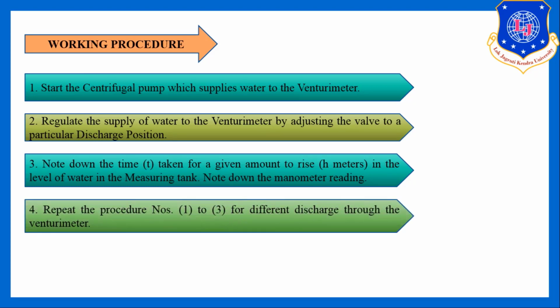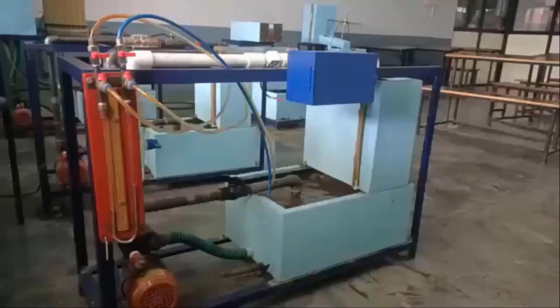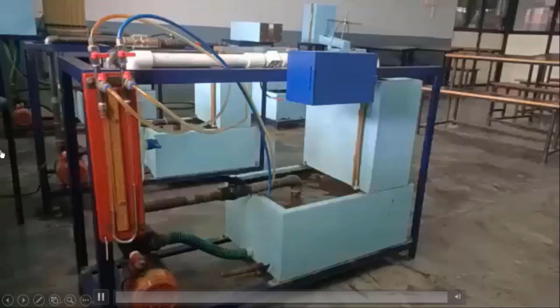Now repeat steps 1 to 3 for different discharges through the venturimeter. That means now we have to vary the flow rate and repeat this procedure. And at the end we have to tabulate the result. In the result we have to determine the average value of the coefficient of discharge, which is denoted by the symbol Cv. So let's see how we can conduct the experiment. This is the video of the experiment.